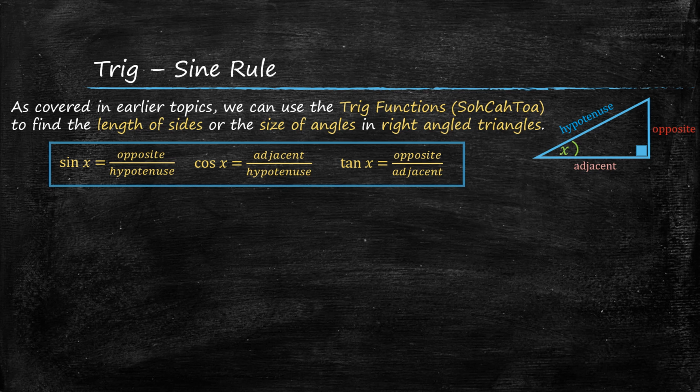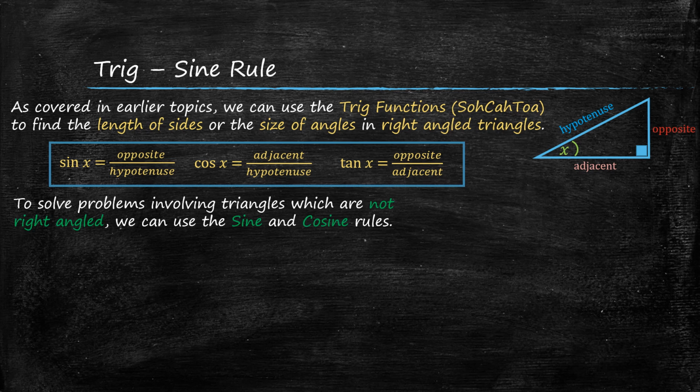We can use these trig functions, sine, cos, and tan, to calculate the length of unknown sides or calculate the size of unknown angles for right-angled triangles. But what about triangles where we do not have a right angle? To solve problems involving triangles which are not right-angled, we can use the sine and the cosine rules.